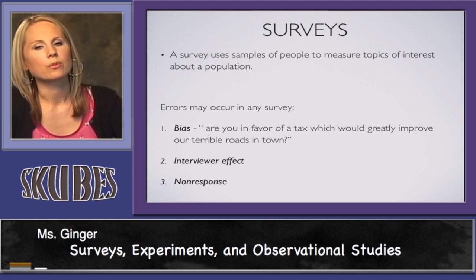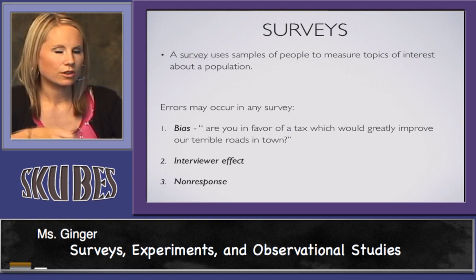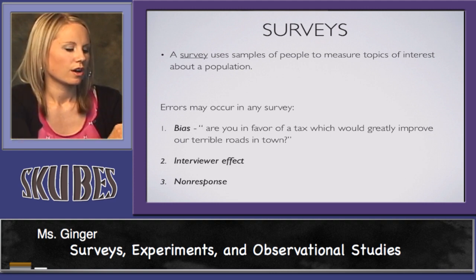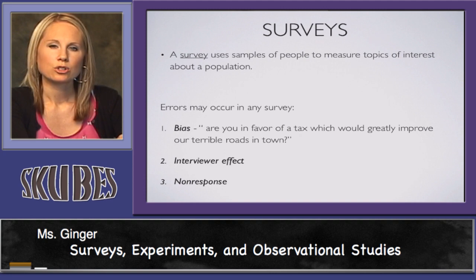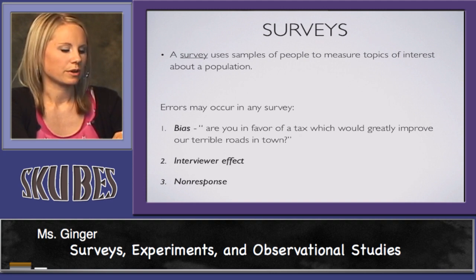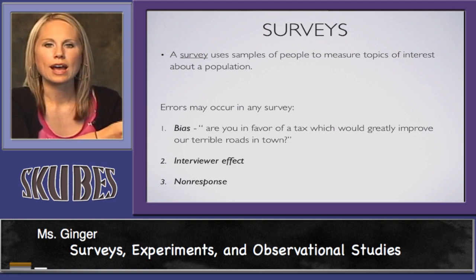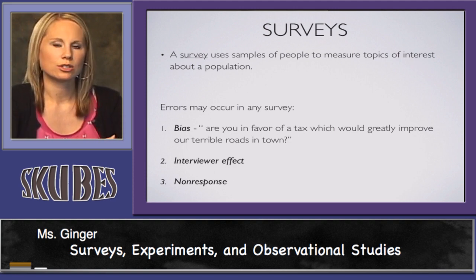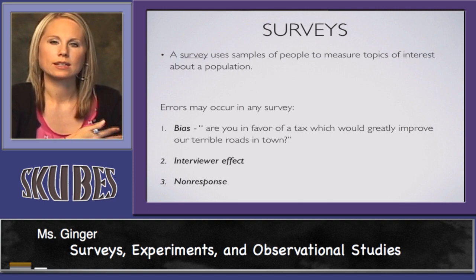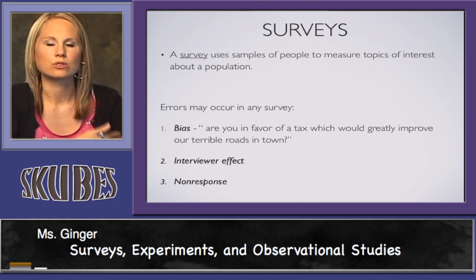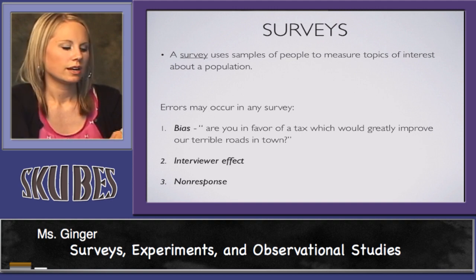Some things may happen when you're dealing with a survey that could cause some error. Some terms that may come up are this term bias. You want to try to avoid bias in your survey, and I put a little example here. If you're asking a question on a survey, you want to try to make it so that there is not any bias in the question, meaning it doesn't lead someone to answer a certain way over another. And here's an example of something you might see.